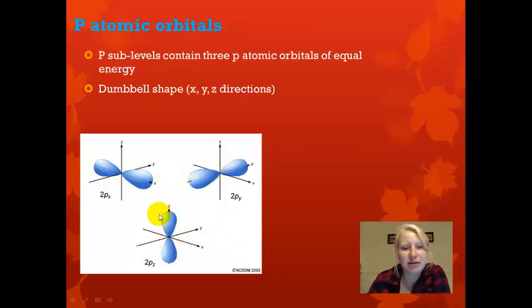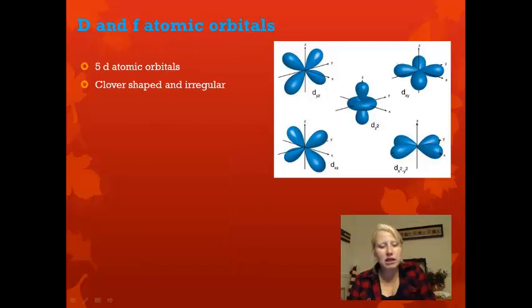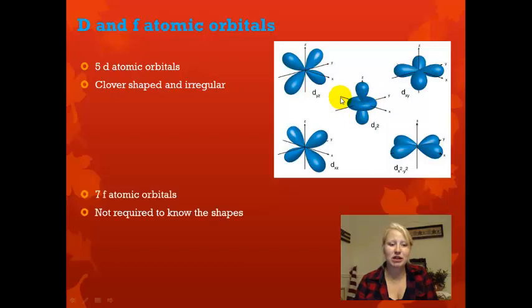That's why there's 3. The d atomic orbitals are clover shaped and irregular, meaning that this d atomic orbital is not clover shaped. You can see there are 4 clover shaped all along different axes. And then the 5th is this dumbbell shape with a donut encircling it. The f atomic orbitals are 7. There's 7 of them, and you're not required to know these shapes because they get way too complicated.